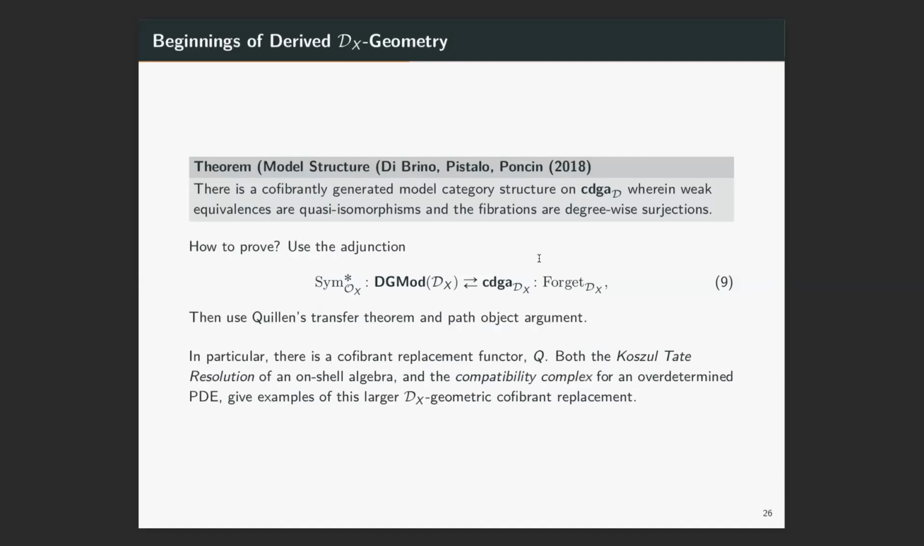But what's interesting is that compatibility complexes for PDEs in the differential geometric and formal theory that Spencer, Goldschmidt, Quillen all developed, and Cartan even developed cohomological techniques to understand the Koszul-Tate resolution of an on-shell algebra, so a quotient by a regular ideal that we saw earlier. These are all examples of the larger cofibrant replacement functor that exists on this model structure.